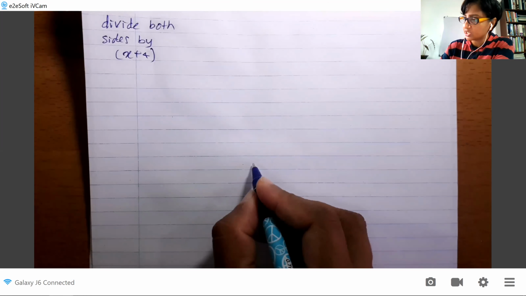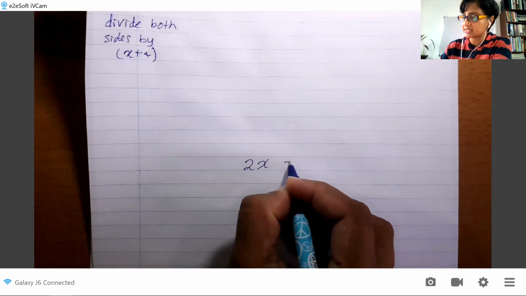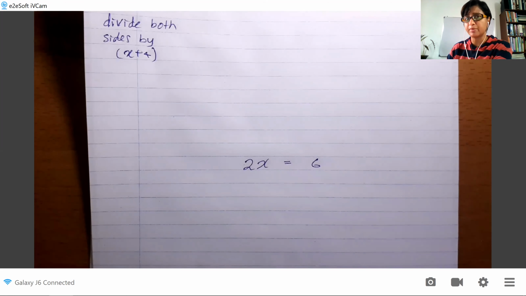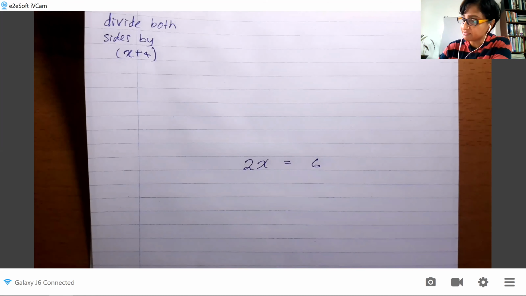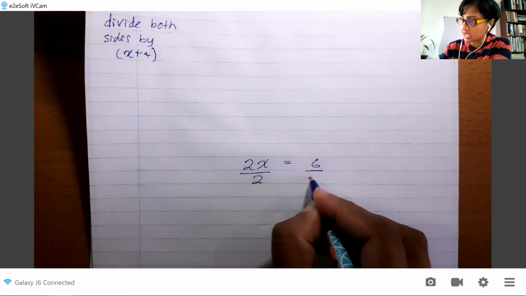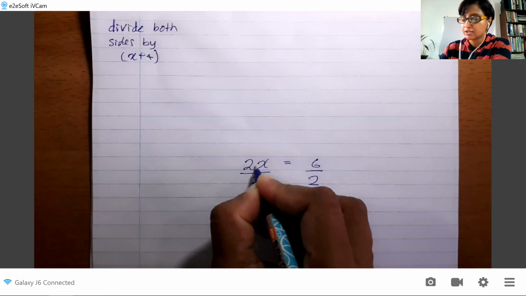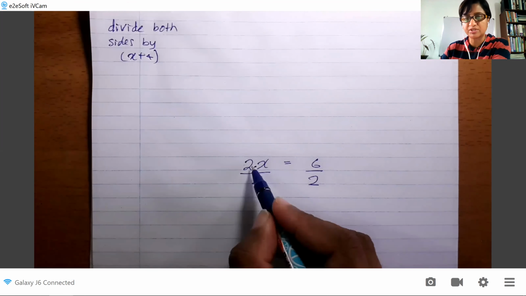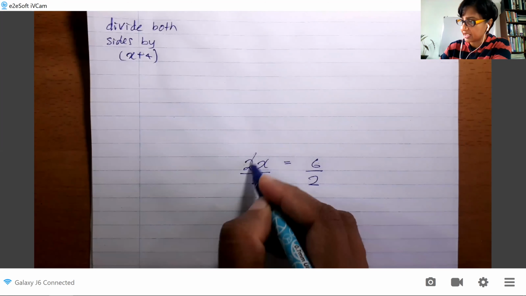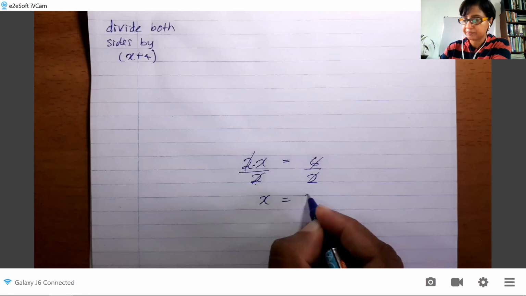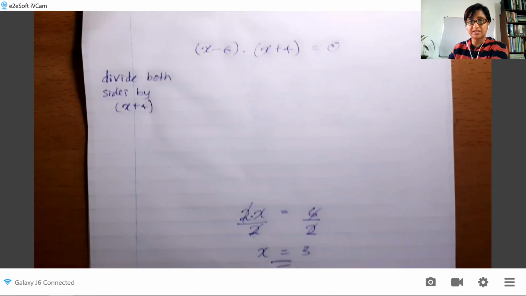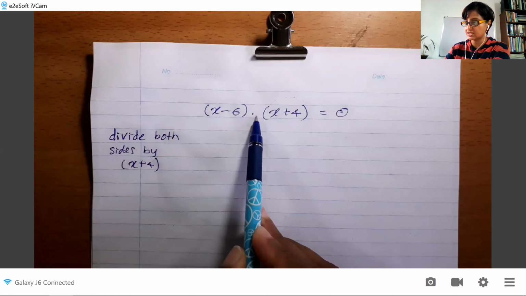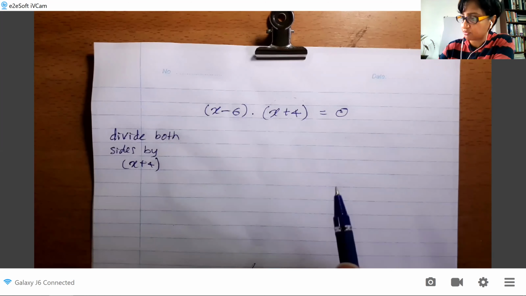If I have something like 2x is equal to 6, and I want to solve for x, you would divide both sides by 2, right? You would divide both sides by 2, because this is 2 times x. To isolate x, or to make x the subject, you would divide both sides by 2. And then I get x is equal to 3. Senithu's question is, can't we do the same thing here? I have this times this. Can't I just divide both sides by x plus 4?